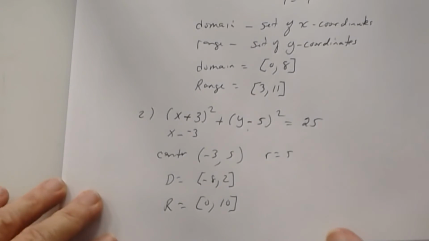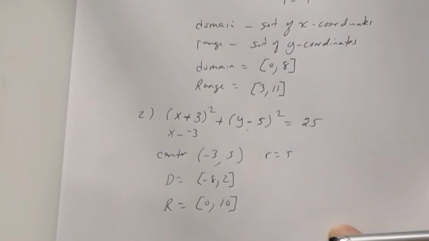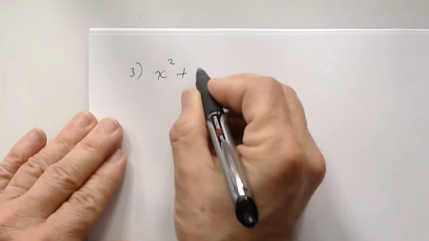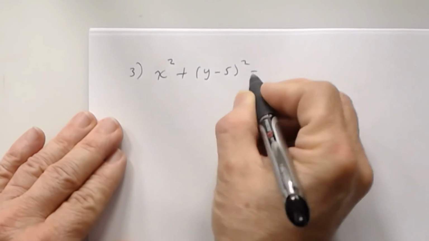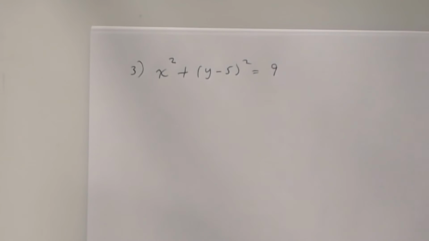All right. Let's do one more with the graphing. Number 3. Listen carefully. Don't let it throw you off. Number 3: x squared plus y minus 5 squared equals 9. Write it out.